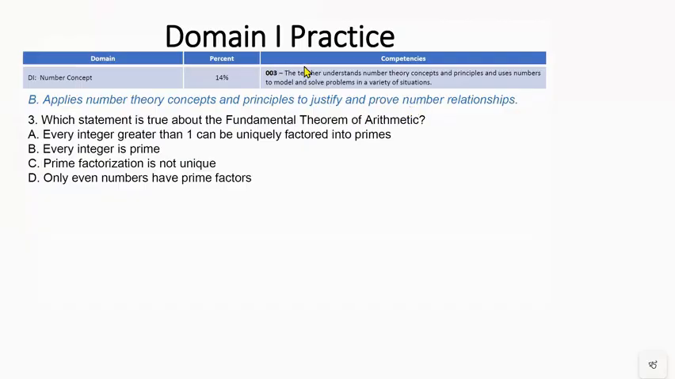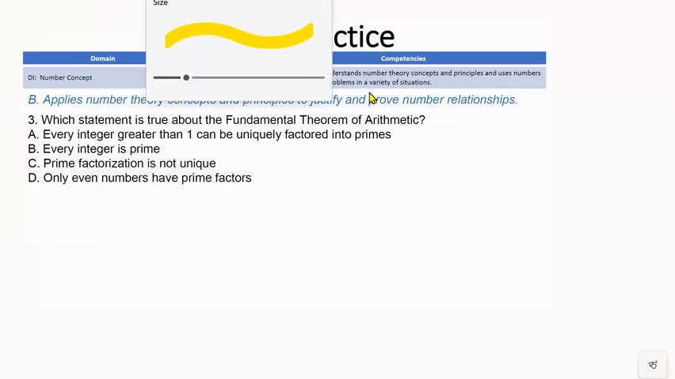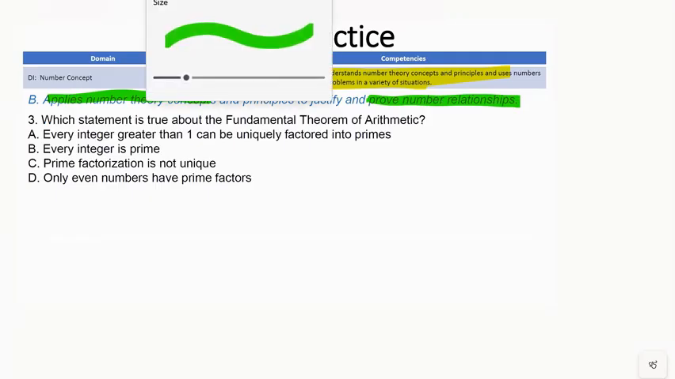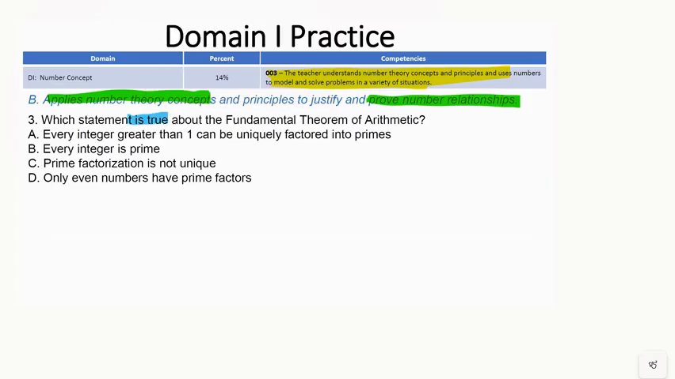Same thing. The content is the competency, this. We just read that earlier, but we need to read the children's competency: applies number concepts and principles to justify and prove the number relationship. Applies the number theory. All right. Which is true? That's the question. Which is true?